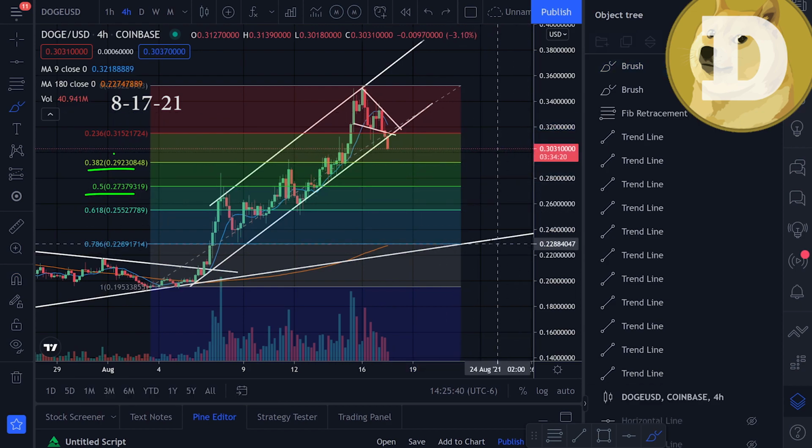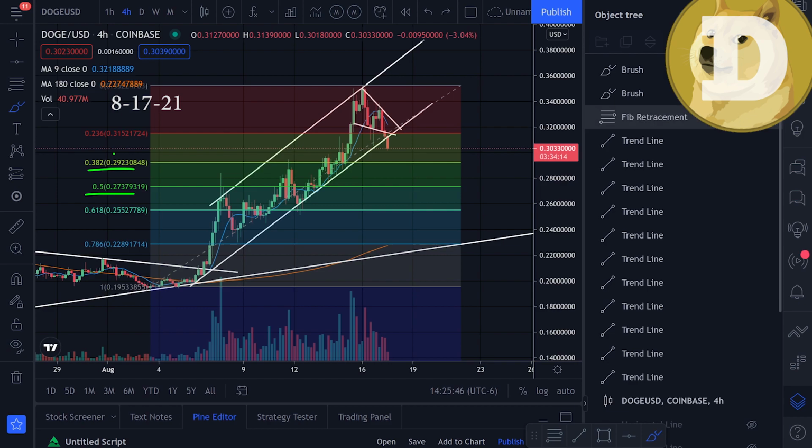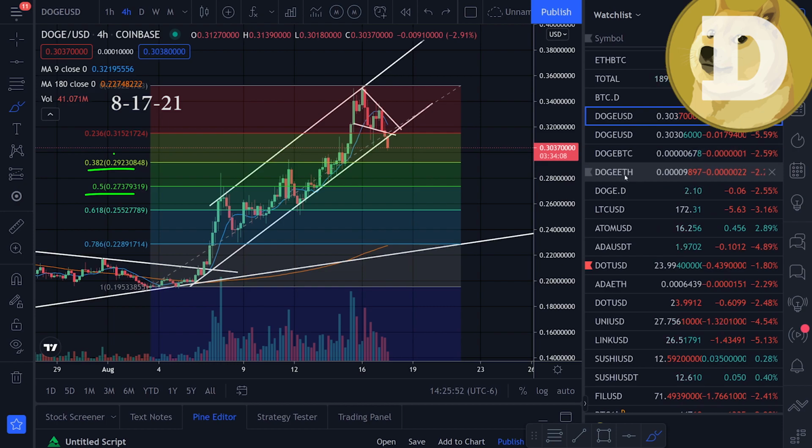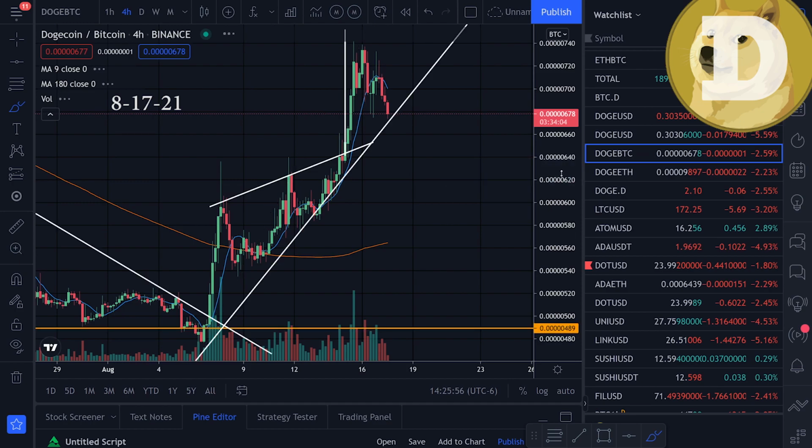Let's look at some other charts to see why I'm thinking that Dogecoin might either get a bigger correction to the downside, or we're still on an uptrend in regards to a few different things. So let's go to Dogecoin to Bitcoin.